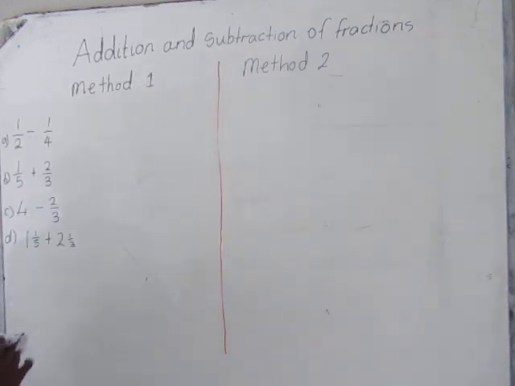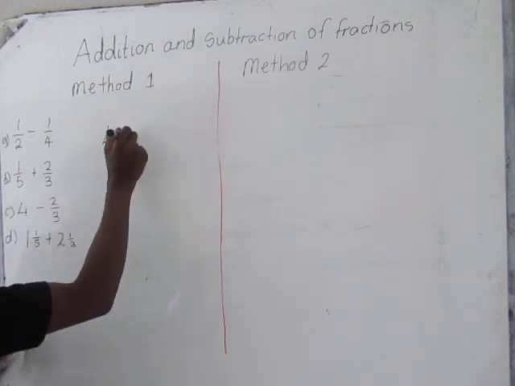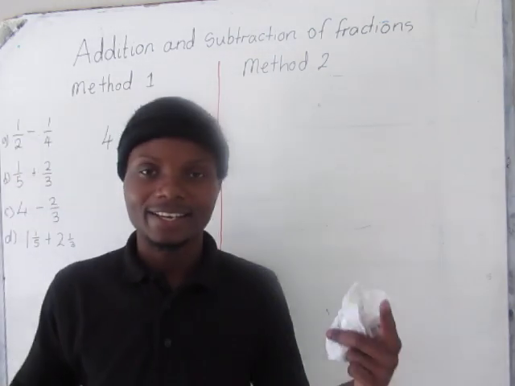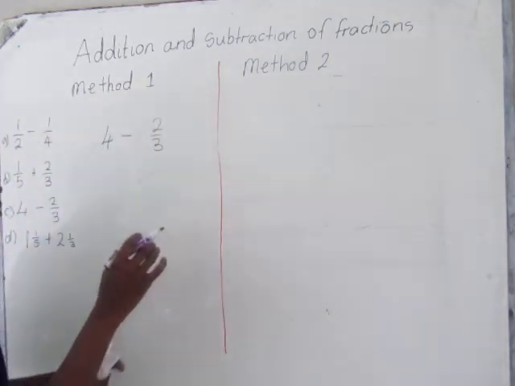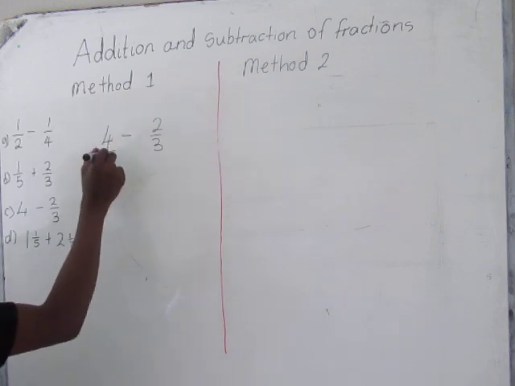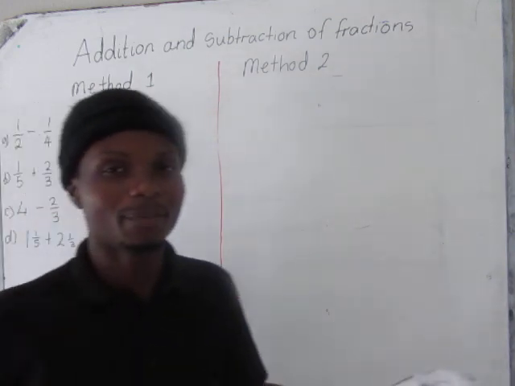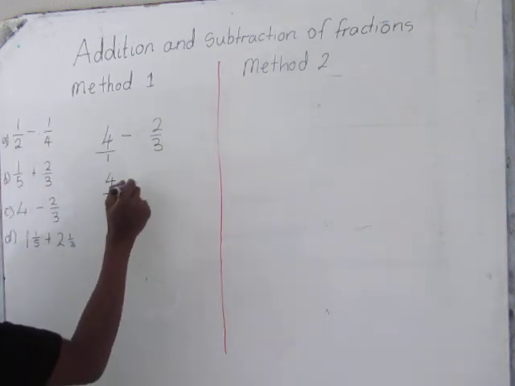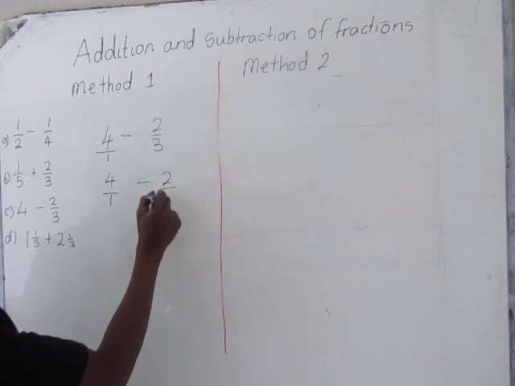Let's move on to the next one that says 4 minus 2 over 3. How do we simplify such a fraction? We should always know that if you have an integer or a whole number, there is always a denominator of 1. So that makes everything simple. So this can be written as 4 over 1 minus 2 over 3.